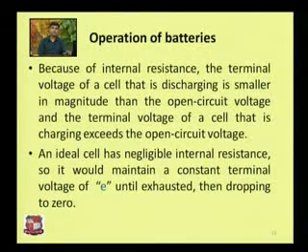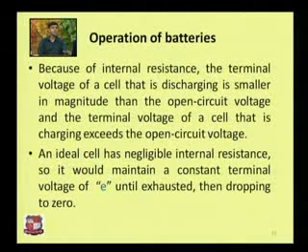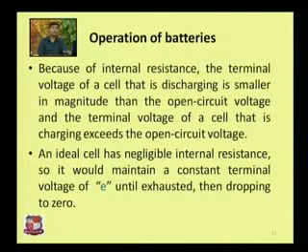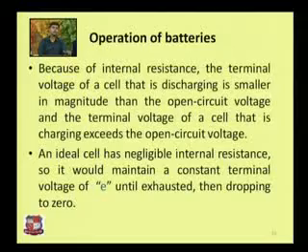Because of the internal resistance, the terminal voltage of a cell that is discharging is smaller in magnitude than the open circuit voltage, and the terminal voltage of a cell that is charging exceeds the open circuit voltage. And if you see an ideal cell, it has a negligible internal resistance, so it will maintain a constant terminal voltage of EMF E until exhausted, then it will drop to 0.